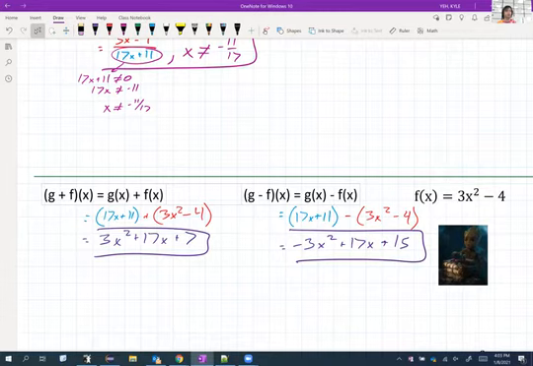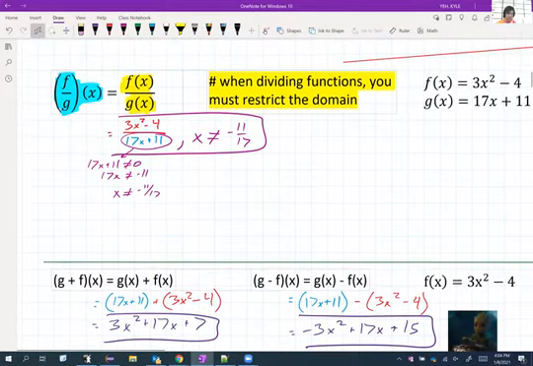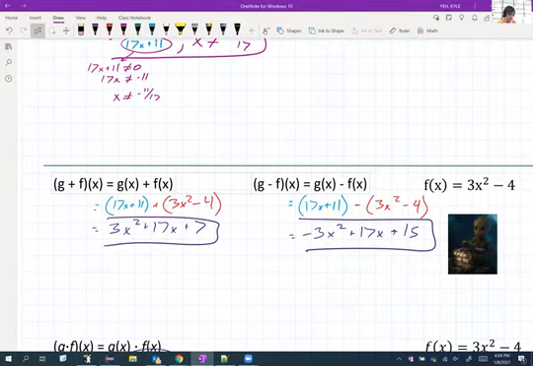Well, no. I mean, 2 minus 3 is -1. 3 minus 2 is 1. And so looking there, I think this won't be the same. And sure enough, it's not the same. Some of those signs have flipped. So -3x squared plus 17x plus 15.